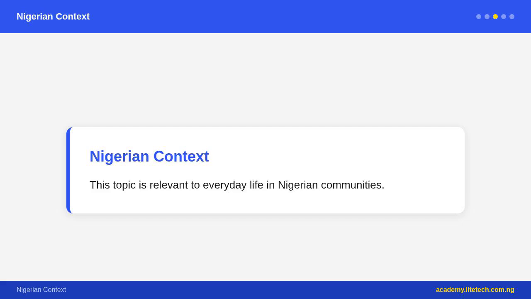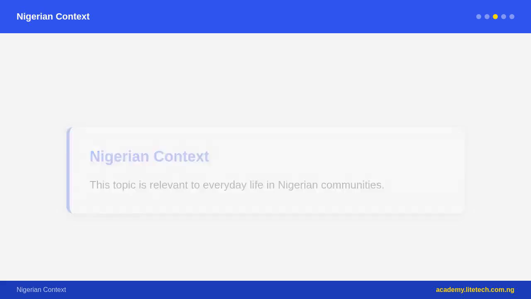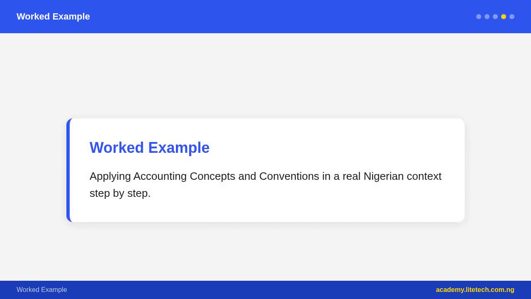Accounting conventions. Conventions are less rigid than concepts, they are customs or practices that have developed over time. 1. Full disclosure, all relevant information must be disclosed in the accounts, nothing material may be hidden. 2. Substance over form, transactions are recorded according to their economic substance, reality, rather than their legal form. 3. Objectivity, accounts must be based on factual, verifiable information, not personal opinion.